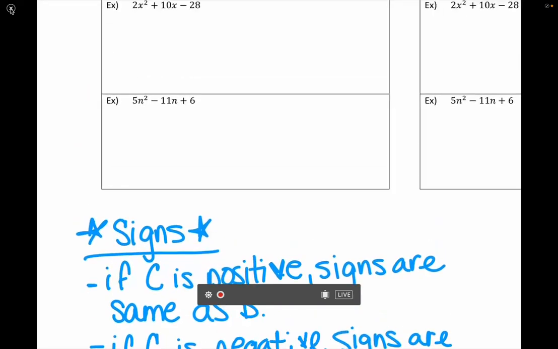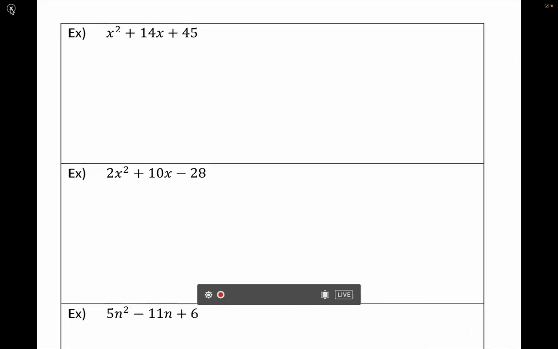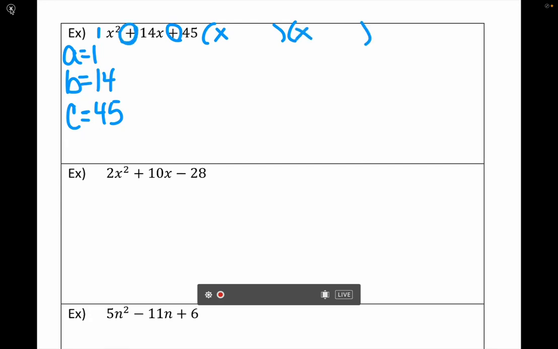We are going to use that cross puzzle. We need to start off first by identifying our A. A is 1 here. B is always the number in front of the x. It happens to be 14 on this one. And C is 45. Now, notice that C is positive. So when we write our factors, our signs are going to match whatever B is. So we're going to have x plus some number and x plus some number. Let's talk about how to figure out what that number is going to be.